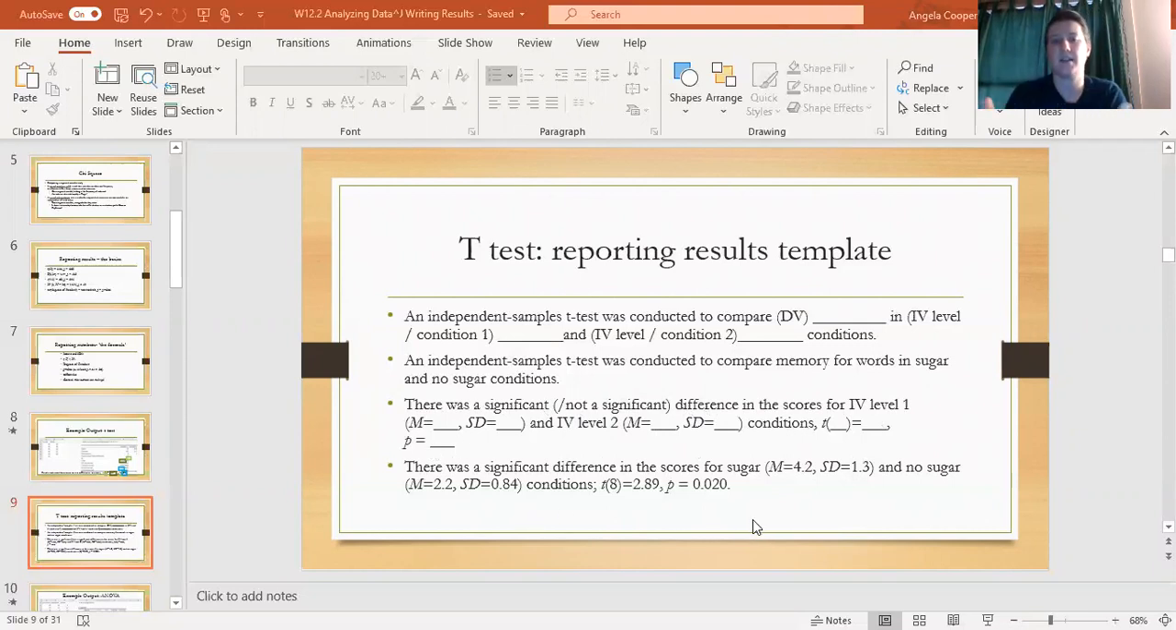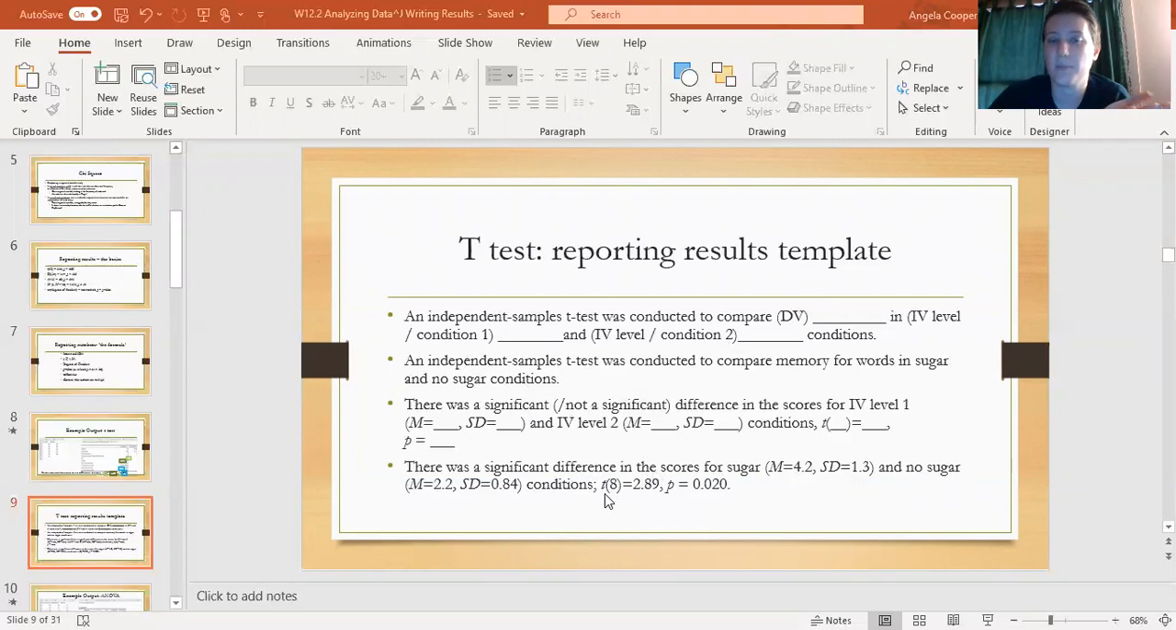So to put it together, there was a significant difference in the scores for sugar. Again, this is looking at this example here. We have the sugar and no sugar conditions. So there was a significant difference in the scores for sugar. Then you just plug in your means and standard deviations there, and for no sugar, plug in your means and standard deviations there, conditions.